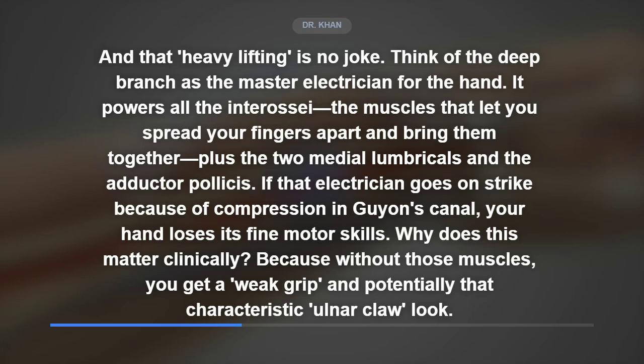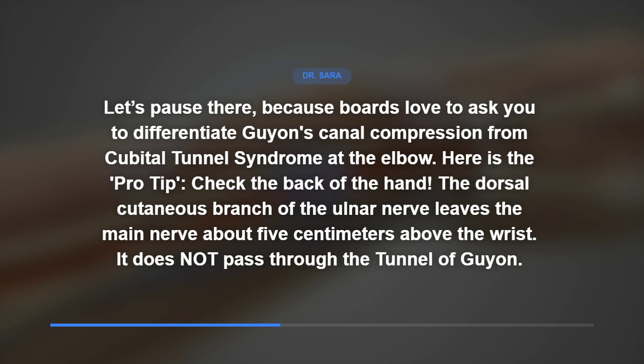And that heavy lifting is no joke. Think of the deep branch as the master electrician for the hand. It powers all the interossei, the muscles that let you spread your fingers apart and bring them together, plus the two medial lumbricals and the adductor pollicis. If that electrician goes on strike because of compression in Guyon's canal, your hand loses its fine motor skills. Why does this matter clinically? Because without those muscles, you get a weak grip and potentially that characteristic ulnar claw look.